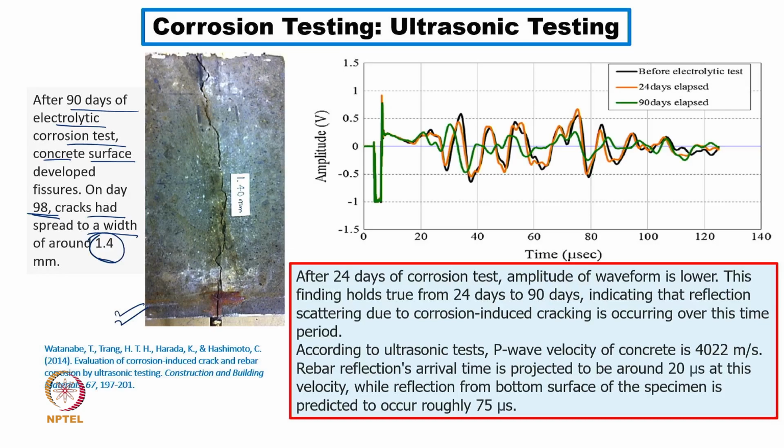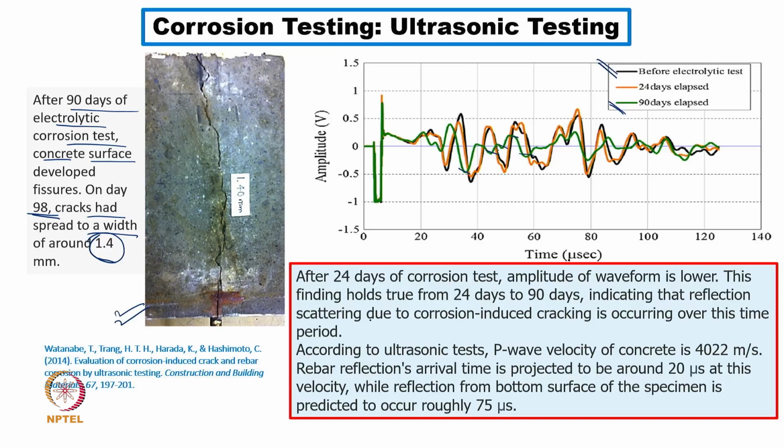And then what they have shown: before the electrolytic test, they are able to show the black color, and with the passage of 90 days they are able to see the minimum energy in the green color line only. So, the amplitude is minimum in the green color. This is what they were trying to predict. If we see a continuous reduction in energy level with time, then there is some crack, and the damage will continue. And if we are able to write an algorithm on that, we can predict the residual life, the healthy life of the concrete.